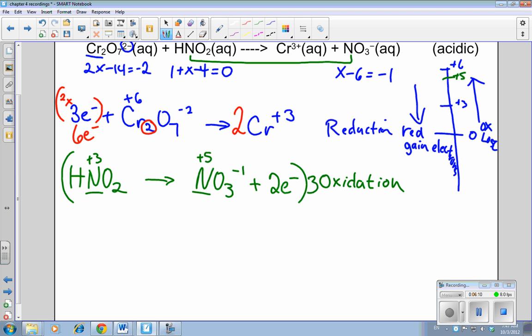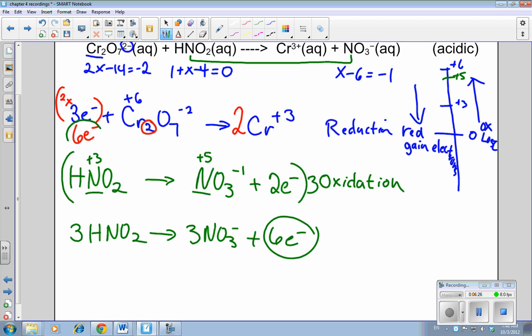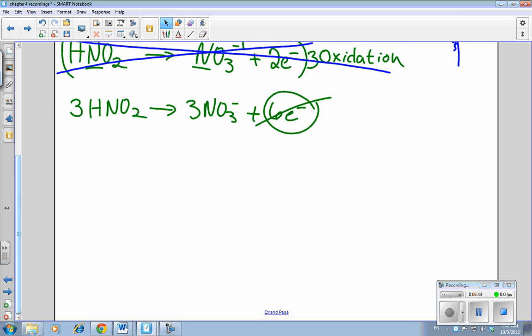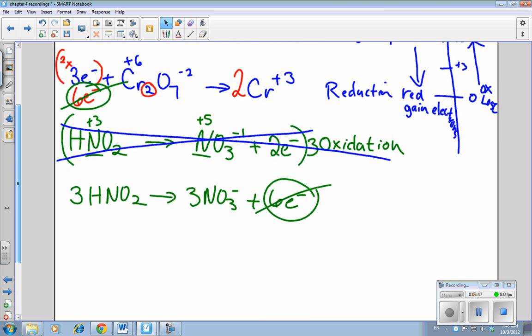So when I do that, I get that I have 3 HNO2s, and that's going to yield 3 NO3 minuses plus 6 electrons. So now my electrons match, which allows me to cancel them out. So I don't get confused, I'm actually going to take this reaction that I multiplied by 3 and just kind of exit out so that when I add them up, I don't add additional compounds. So now what I want to do is just combine everything.